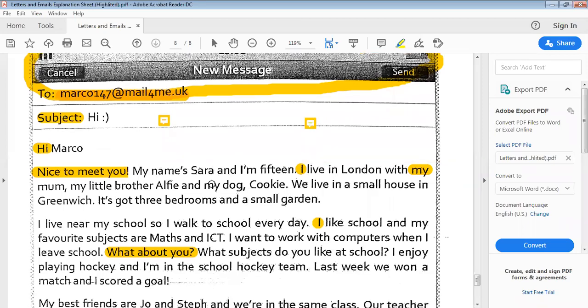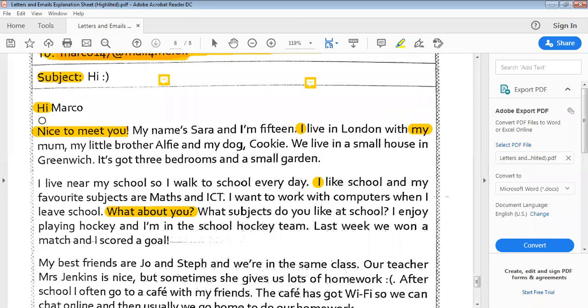Let's take a look at this email. Hi, Marco, nice to meet you. Now, the sentence should be, it's nice to meet you. But she didn't write that. She said, nice to meet you. This is a fragment. And I also have an exclamation mark. More evidence that this is an informal email. My name's Sarah, and I'm 15. I live in London with my mom, my little brother Alfie, and my dog Cookie. So she's introducing herself in the first paragraph.